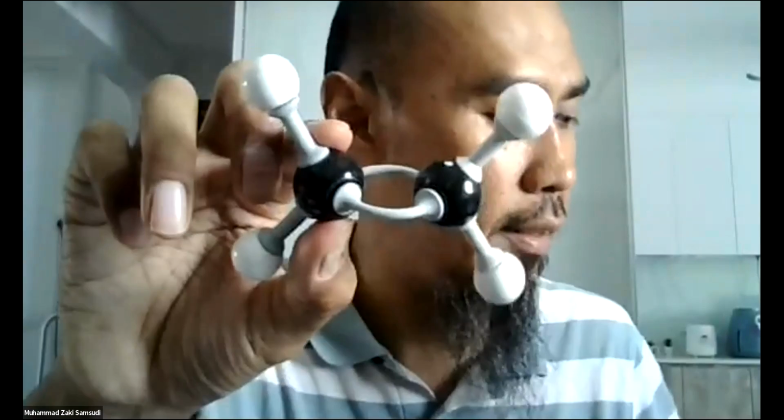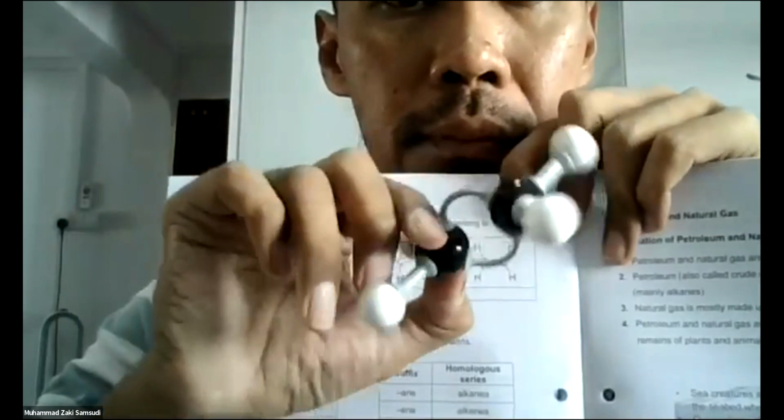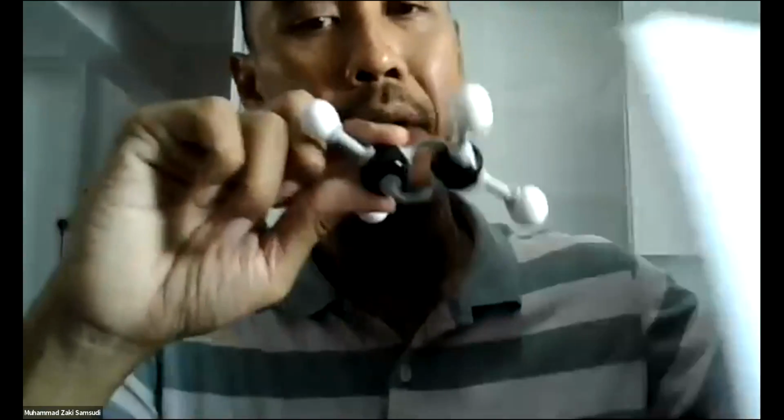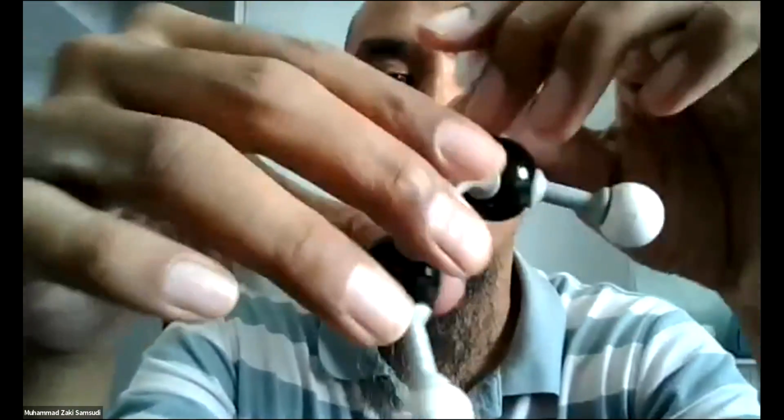So this is the first member of alkene, ethene. Okay, right. Let's try to do this. I'll give you one minute. Construct ethene. Later I need some of you to turn on the camera to show me how your ethene looks like.